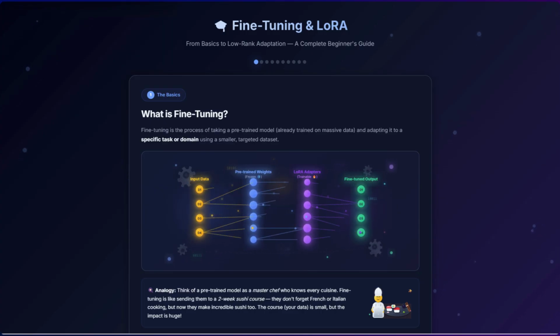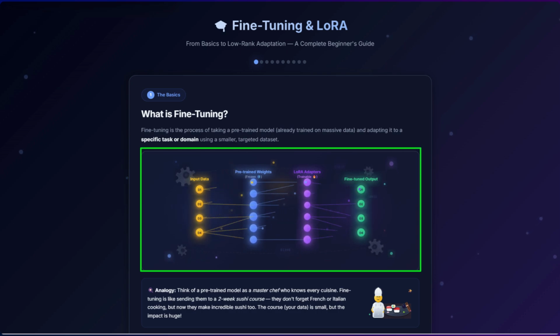The main visual is an animated neural network diagram with 4 stages. On the far left is the input data layer with 4 nodes labeled D1 through D4. In the middle left are the pre-trained weights. These are frozen. In the middle right are the LoRA adapters. These are trainable. On the far right is the fine-tuned output layer, with 4 nodes labeled O1 through O4.